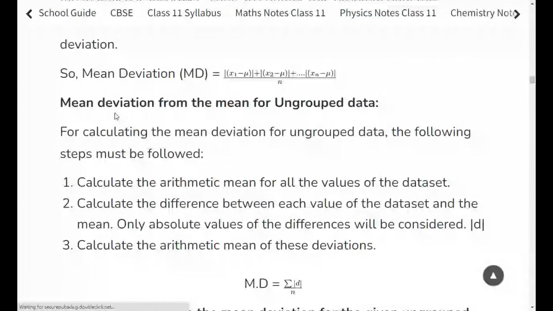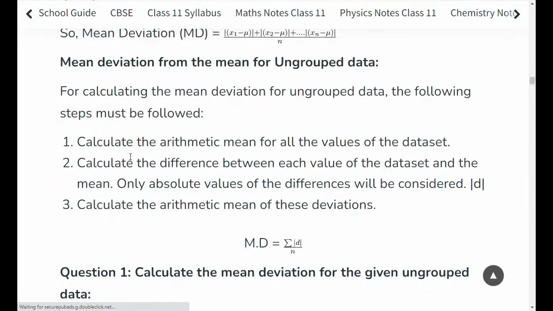Mean deviation from the mean for ungrouped data. For calculating the mean deviation for ungrouped data, that is individual data, you must follow these steps. Calculate the arithmetic mean for all the values in the data set, that we did in the beginning.